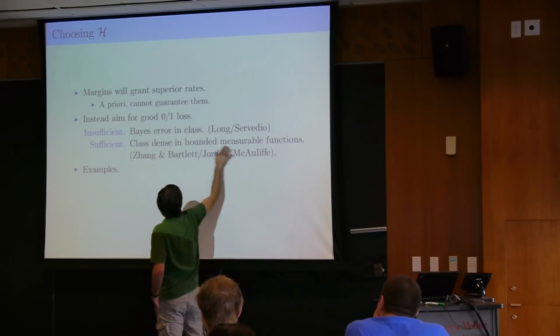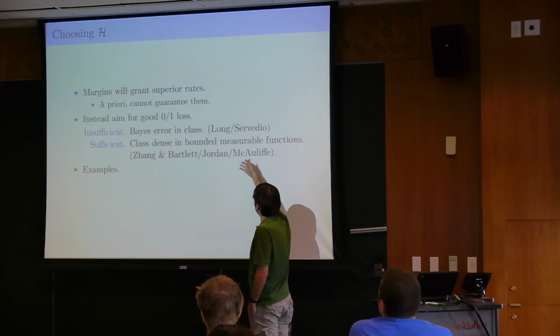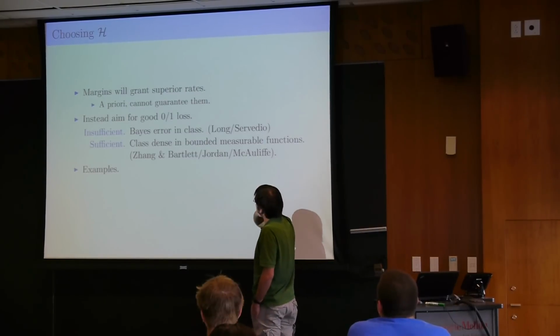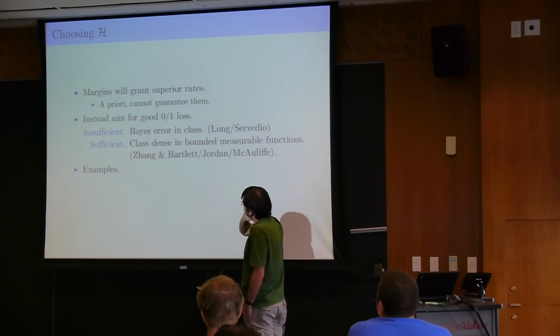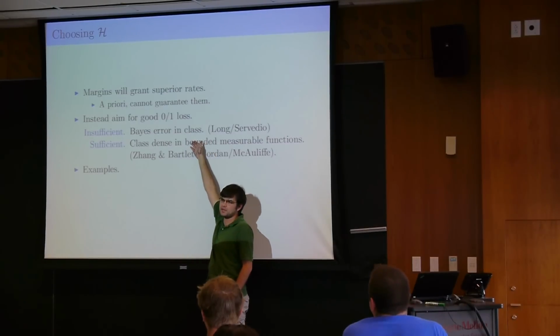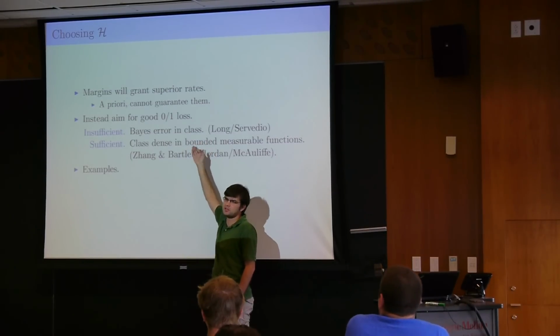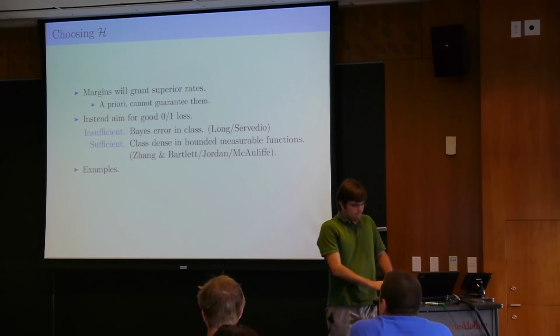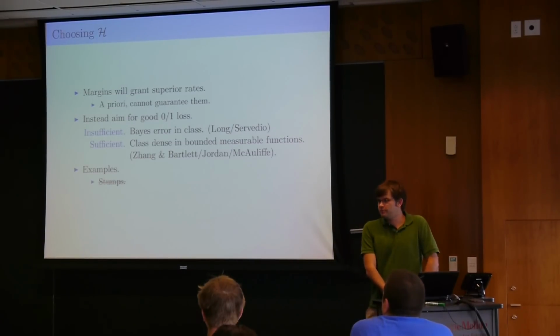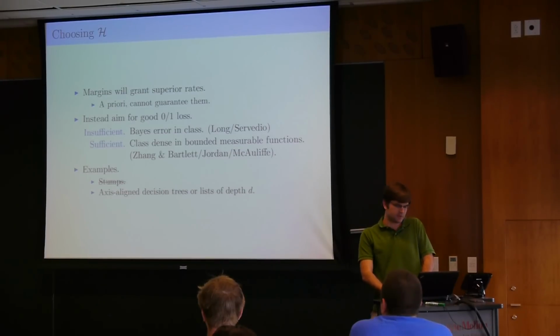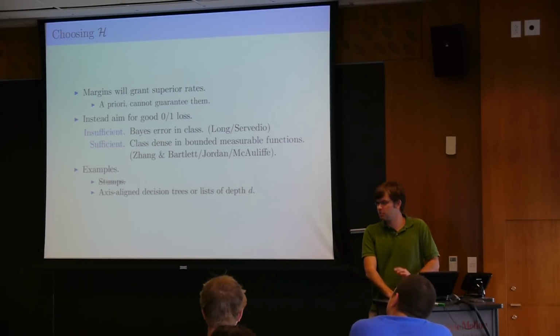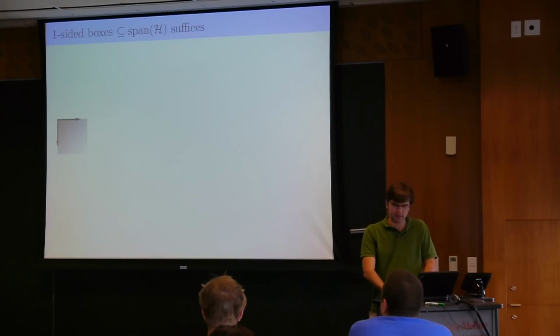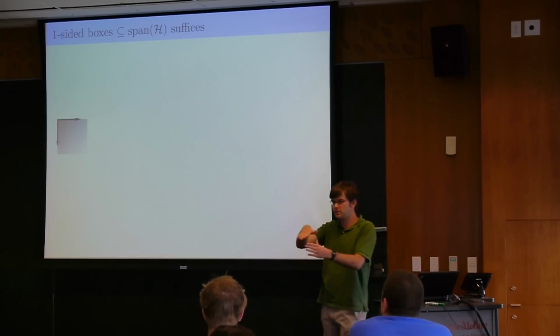What you need to do is make your class really big. One way to do it is to make it dense in bounded measurable functions. What you can't do is just put the Bayes predictor in the class. That's not good enough, and there's an example by Longstaff and Vidyasagar that defeats that. And stumps aren't good enough. They just can't fit very much. But we can use axis-aligned decision trees of depth D. We're just going to prove this in 2 seconds, so that we never have to worry about it again. Okay, step 1: can your class make corners?